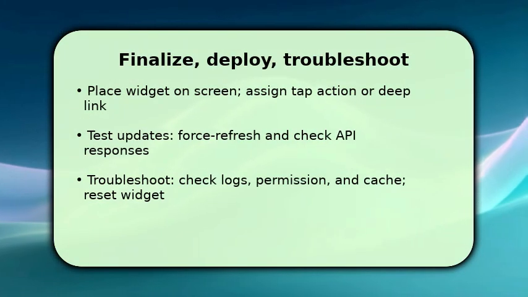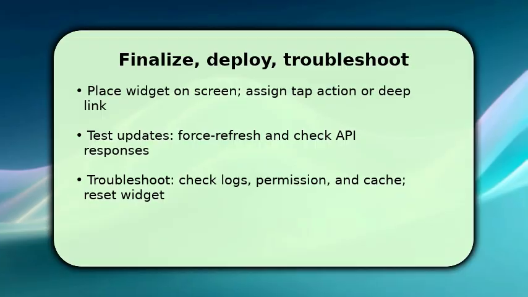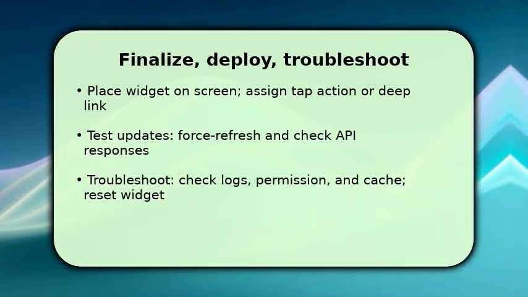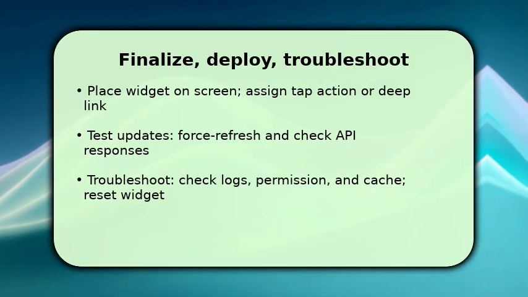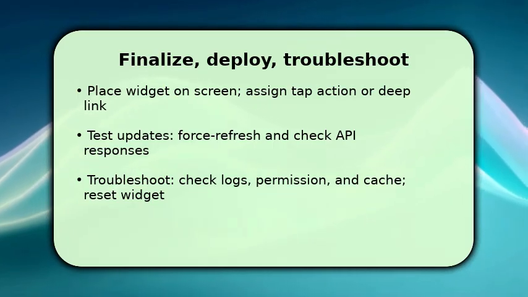Finish by placing the configured widget on your screen and assigning a tap action or deep link so users navigate correctly. You should test updates. Force refresh the widget and confirm the API returns expected responses and JSON keys.